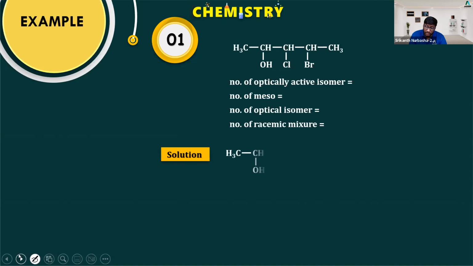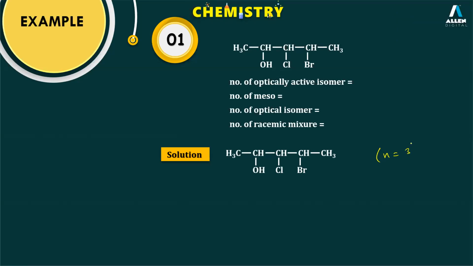So let us write the solution. What is the n value here, students? What is n? n is nothing but the number of chiral centers. How many chiral centers are there? 3 chiral centers. So n is equal to 3.